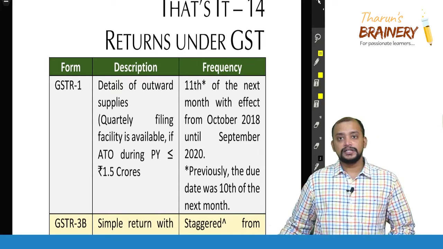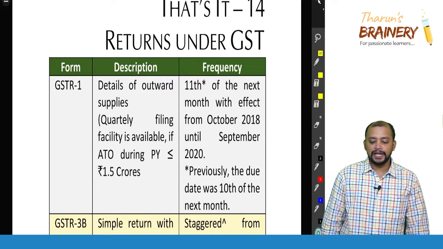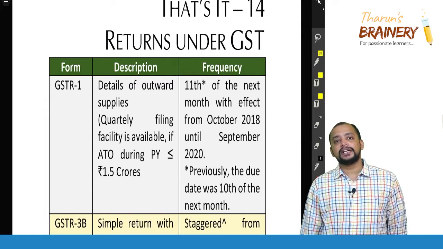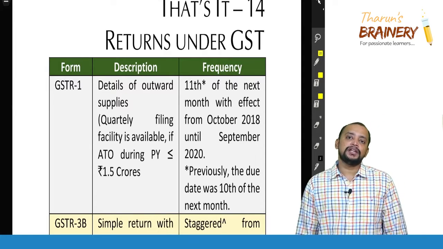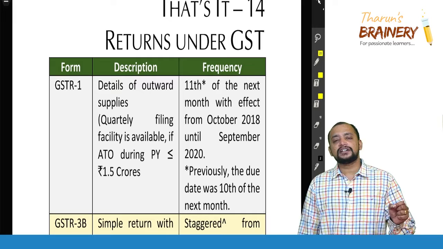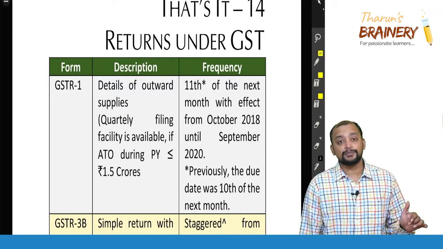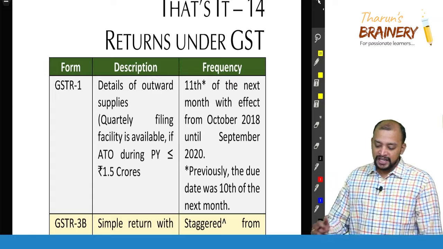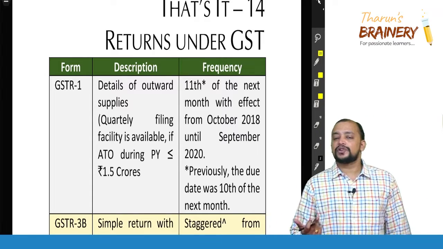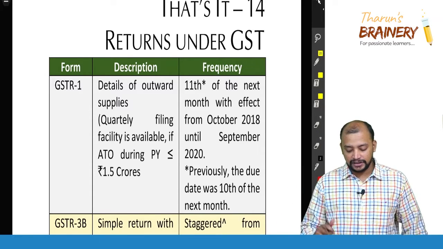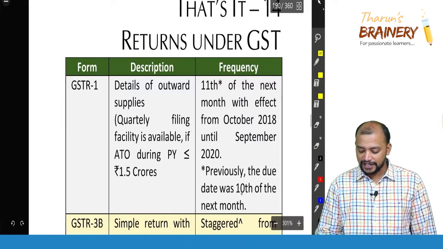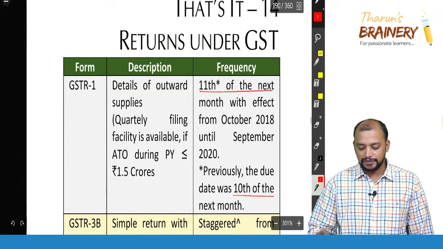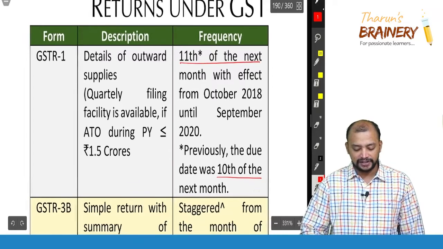This GSTR 1 is to be filed by every person with respect to the outward supply details, and the frequency will be on a monthly basis. If aggregate turnover during the previous year does not exceed 1.5 crores, then the frequency will be on a quarterly basis. Okay. So what is the date? Previously it was 10th. Now you should remember it as 11th. So previously it was 10th of the next month, but now it has been made as 11th of the next month. So you need to remember the date as 11th.